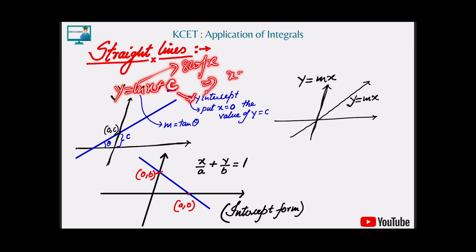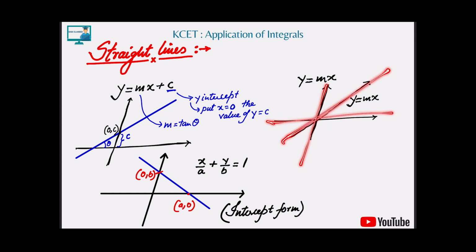The moment you put x equal to 0 in this equation, you will get where the line is cutting the y-axis. So that is the y-intercept. That's it. y is equal to mx has no intercept because it is passing through the origin. When I put x equal to 0, I'll get y is equal to 0, correct?